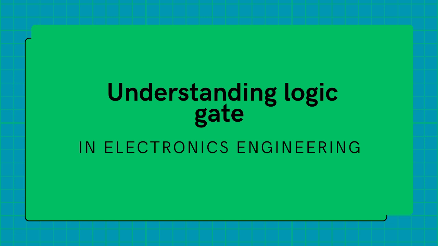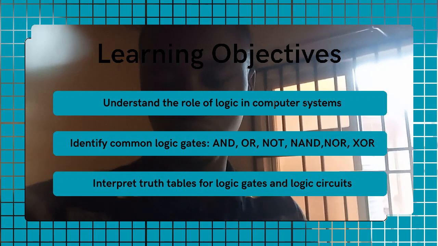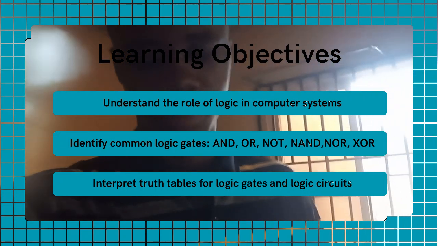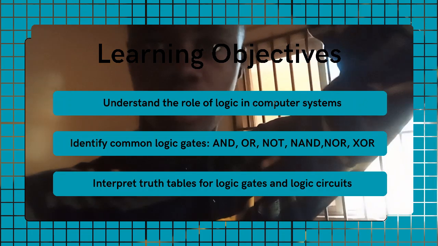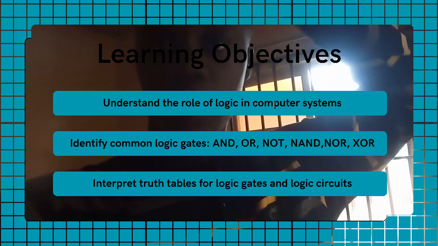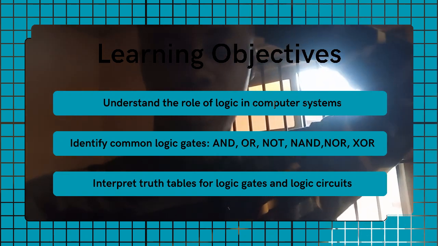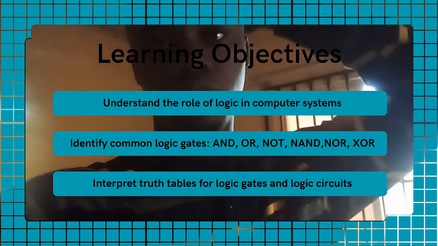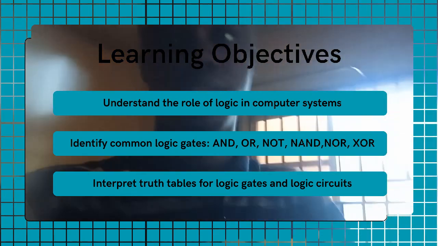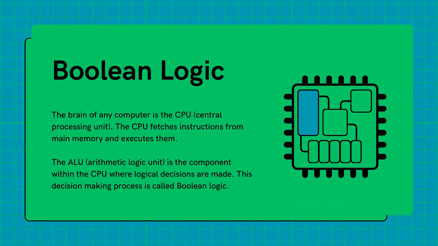Alright, so in this video we'll be talking about logic gates. Our learning objective will be understanding the role of logic gates in computer systems, and then identifying the common logic gates, talking about the AND, the OR, the NOT, and so on. Then we'll be looking at the interpretation of the truth table of the logic gate and logic circuit.